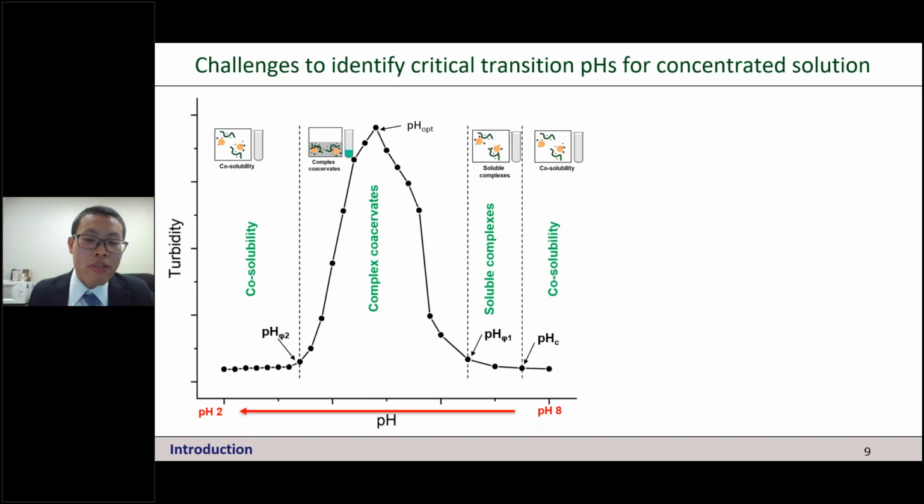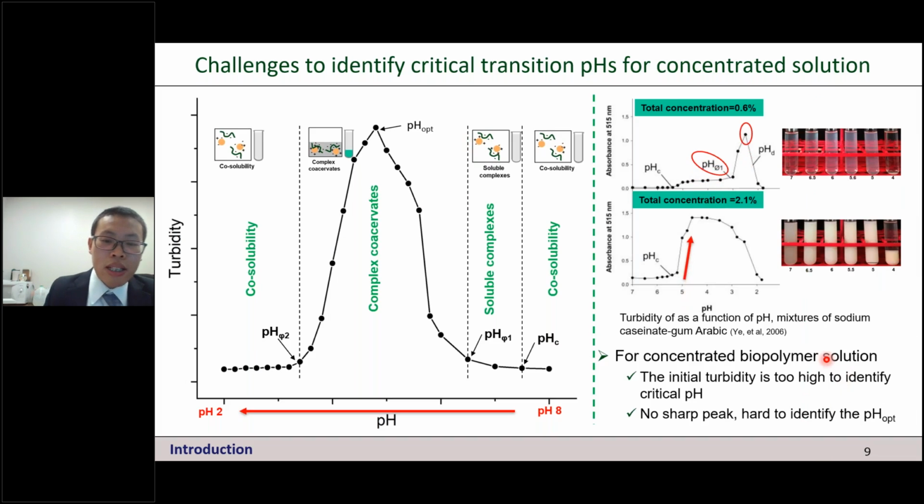The main drawback of this method is that for concentrated biopolymer solution, the initial turbidity is quite high, and turbidity increases abruptly. So critical phase transition pHs such as pH 5.1 and pH 5.2 cannot be identified. Also, it's hard to identify pH OPT due to the missing of a sharp peak like this.